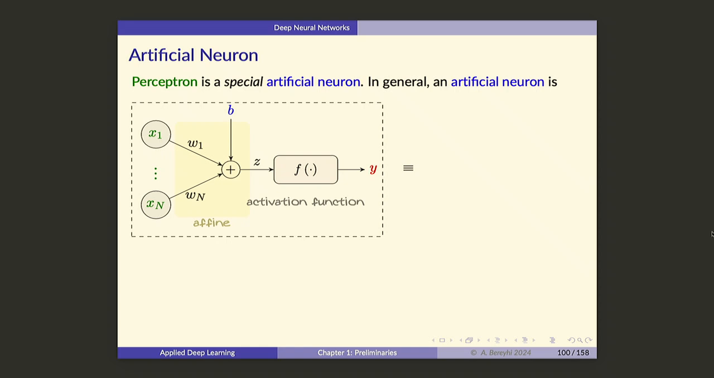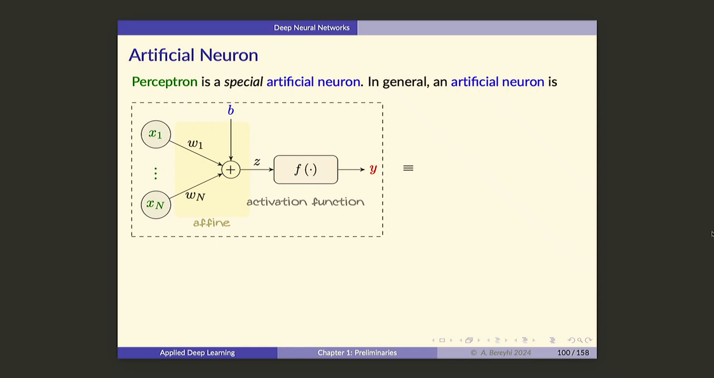And to introduce the neural network, we need to formally introduce an artificial neuron. So what is an artificial neuron? Basically, it's the perceptron with this difference that instead of having a step function at the output, we can put any function there. Okay?